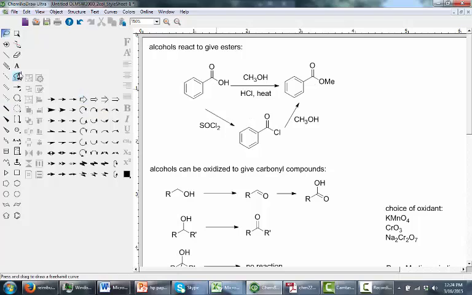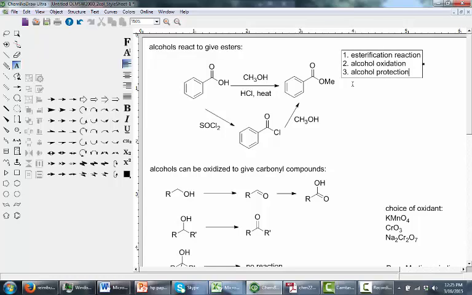Okay, the first one here, again, we're going to talk about reacting alcohols to make esters in an esterification reaction. Then we'll talk about alcohol oxidation, and then we'll talk about alcohol protection. Alright, so in the first case, forming esters, that's what I've shown up here on the first part of this ChemDraw. What I'm showing here is that I can take benzoic acid and react it with methanol under acid conditions, and a fair amount of heat, I can generate the methyl ester directly.